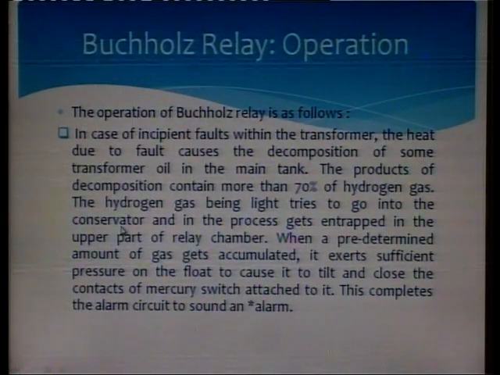The gas is light, so it will try to go into the conservator through the Buckles relay, and in the process gets entrapped in the upper part of the relay chamber.